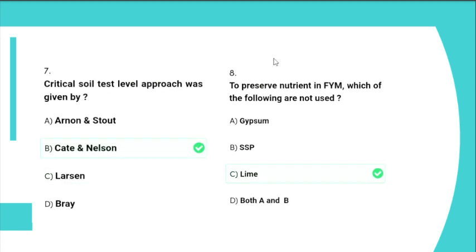Next question: the critical soil test level approach was given by? The answer is option B, Cate and Nelson. Next question: to preserve nutrients in farmyard manure, which of the following are not used? The answer is option C. Here, gypsum and SSP are both used to preserve nutrients in FYM, but lime is not used.